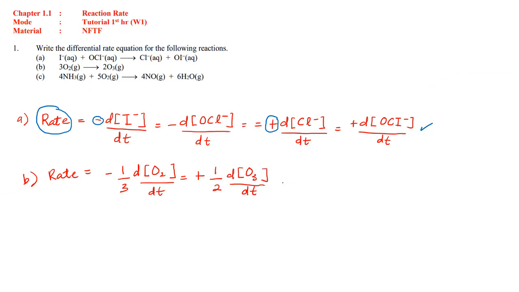And this is the differential rate equation for question 1b, where you can see here 3 comes from the stoichiometric coefficient, and same goes to 2 here. So that's why you have to refer to the balanced chemical equation given in the question.